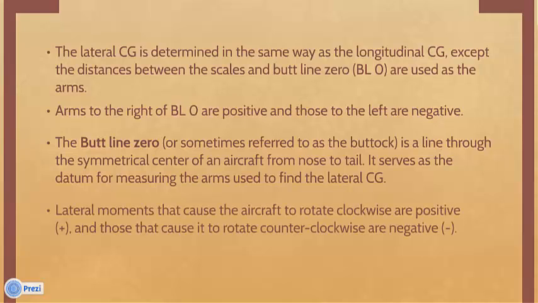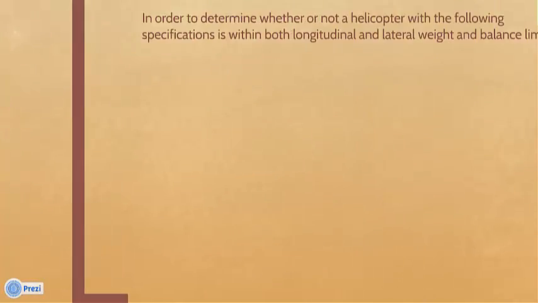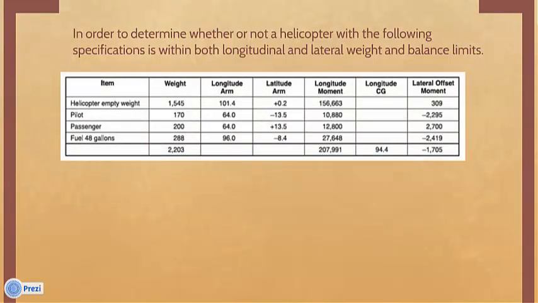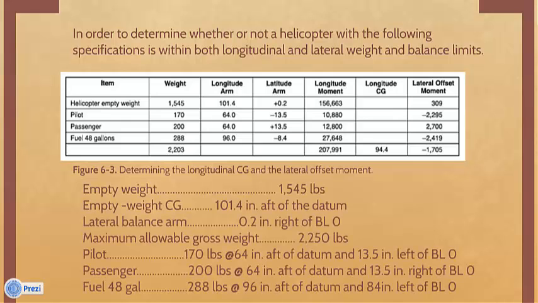Lateral moments that cause the aircraft to rotate clockwise are positive, and those that cause it to rotate counterclockwise are negative. In order to determine whether or not a helicopter with the following specifications is within both longitudinal and lateral weight and balance limits, construct a chart like the one in Figure 6-3. Check the helicopter CG envelopes in Figure 6-2 to determine whether or not the CG is within limits both longitudinally and laterally.